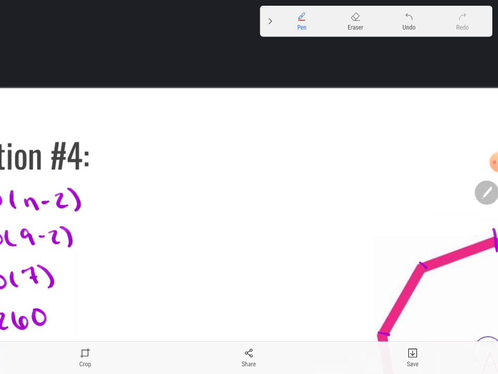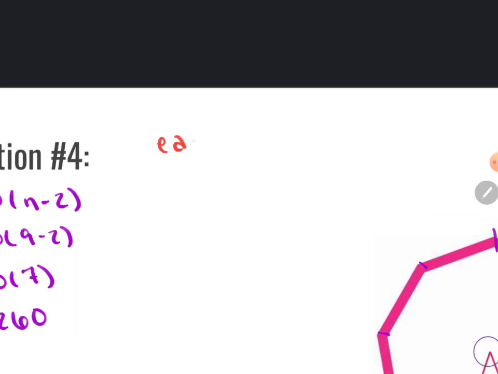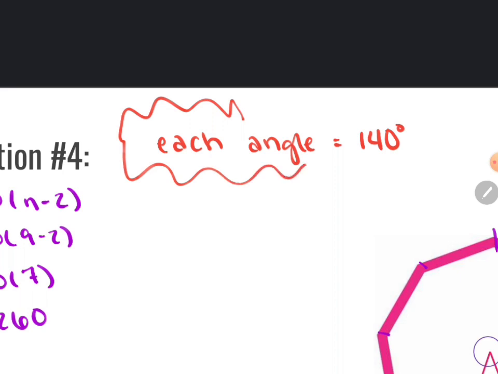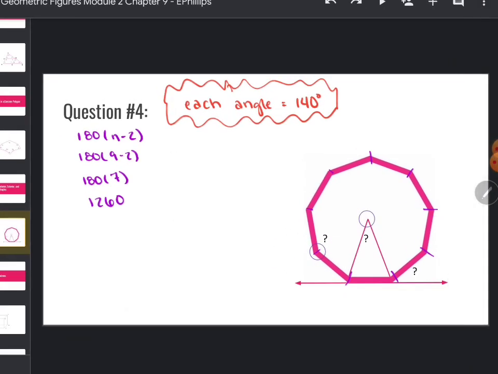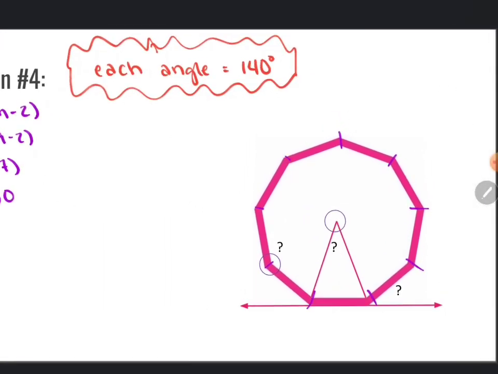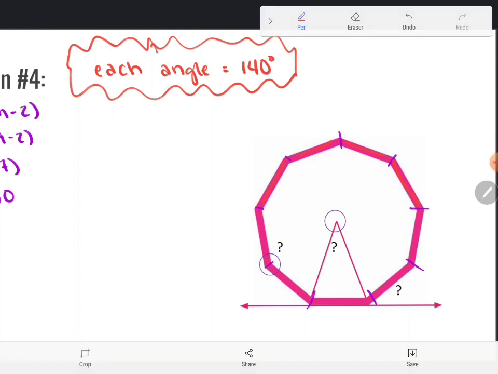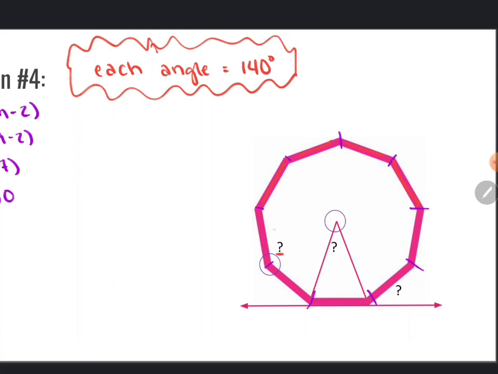We'll put a note up here. Each angle equals 140 degrees. So if each angle in our figure equals 140 degrees, or outer angles at least, we can easily determine that this question mark right here is going to be 140 degrees.